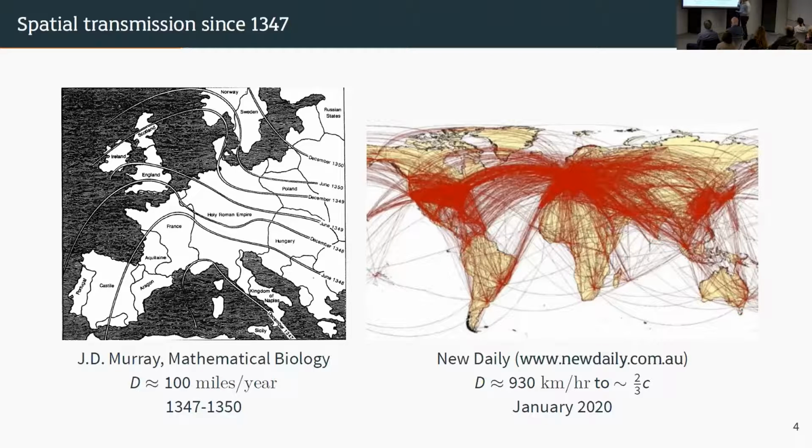But the point is that, as we found out now, and as we found out back in 2003 with the first SARS virus, people get on planes and they travel. But when they do so, their diffusion is at about 1,000 kilometers an hour, not 100 miles per year. So we can move a lot faster, a lot further. There's a lot more mixing.